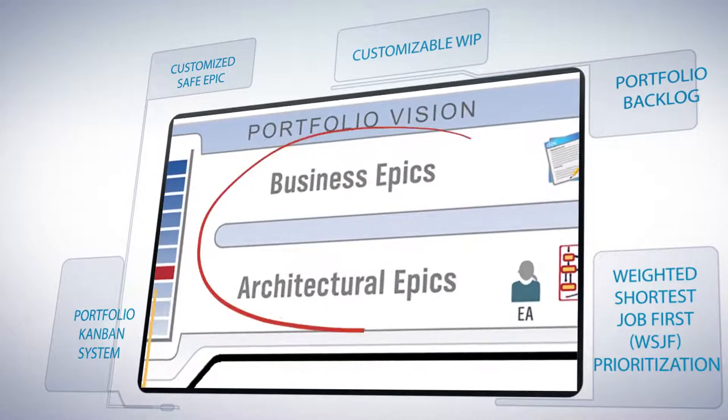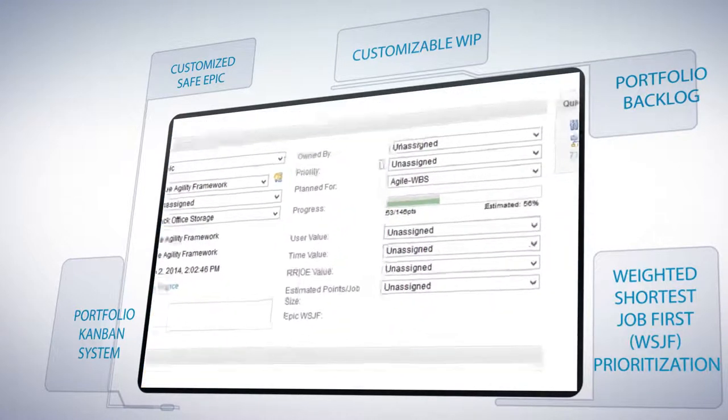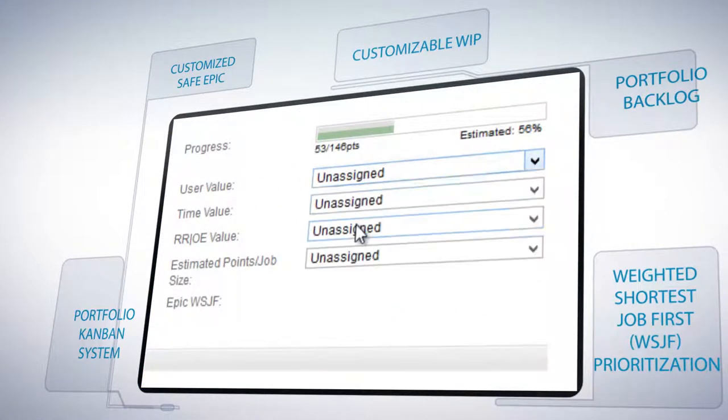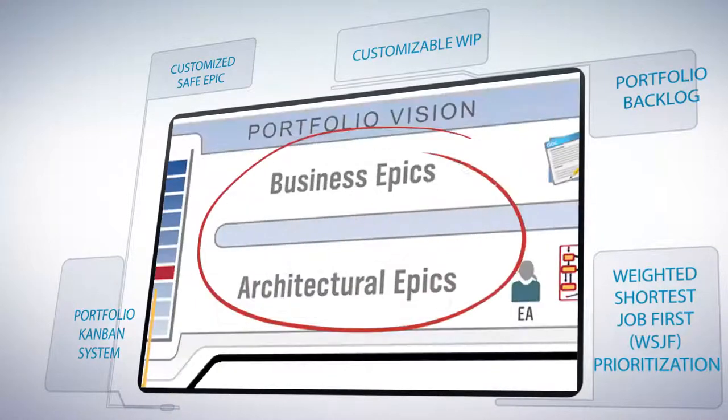Prioritizing epics is the key economics driver for the enterprise. Our automatic WSJF calculations will allow you to prioritize epic value in accordance with the lean weighted shortest job first prioritization.